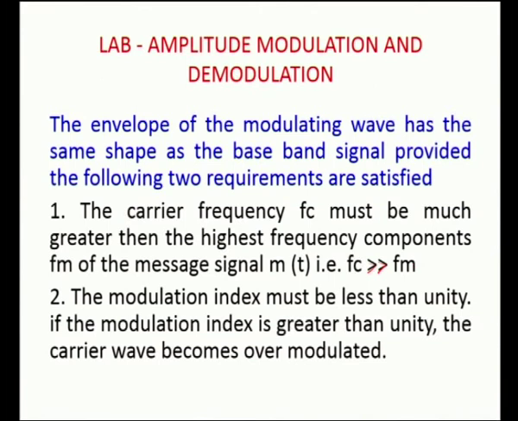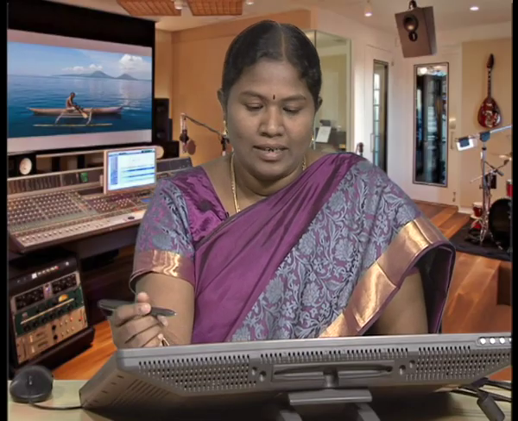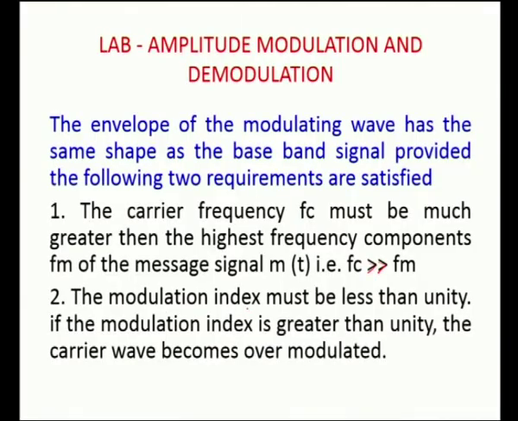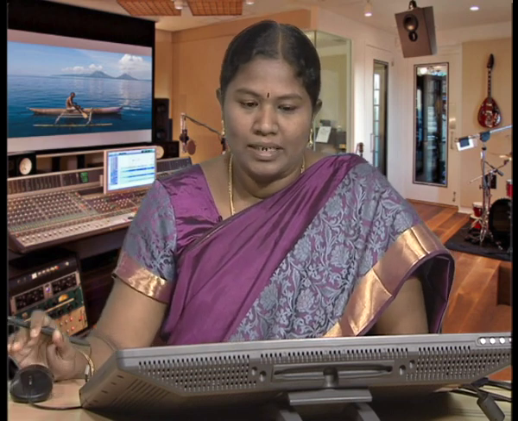Second constraint is the modulation index must be less than unity. So, by experiment we can also verify what will happen if the modulation index is greater than unity. Modulation index should be less than unity means the voltage that you are going to set for the message with respect to the voltage of the carrier, that is going to define the modulation index. If modulation index is greater than unity, you cannot exactly see an AM modulated waveform. So, when these two constraints are met, you will get an amplitude modulated waveform.